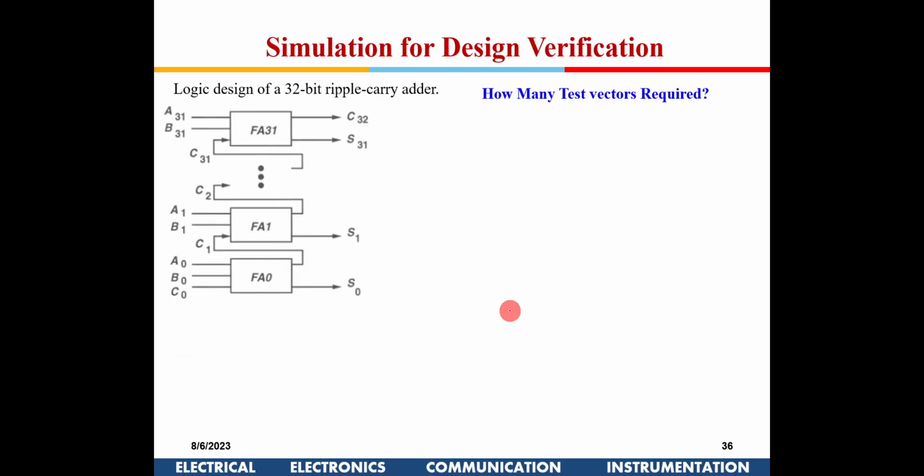Okay, this is just an example. We are talking about true value simulation now, right? I have a 32-bit adder, full adders, ripple carry adder. This carry is taken here, this carry is taken here, this carry is taken here, right? So for logic verification, how many test vectors are required? Can anybody make a guess? For exhaustive checking, I want to check the functionality of each of these logic blocks. 100% checking I have to do. How many test vectors will be required?